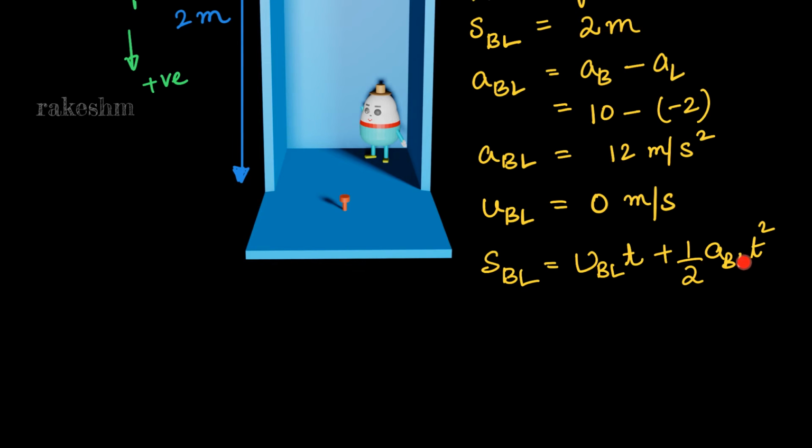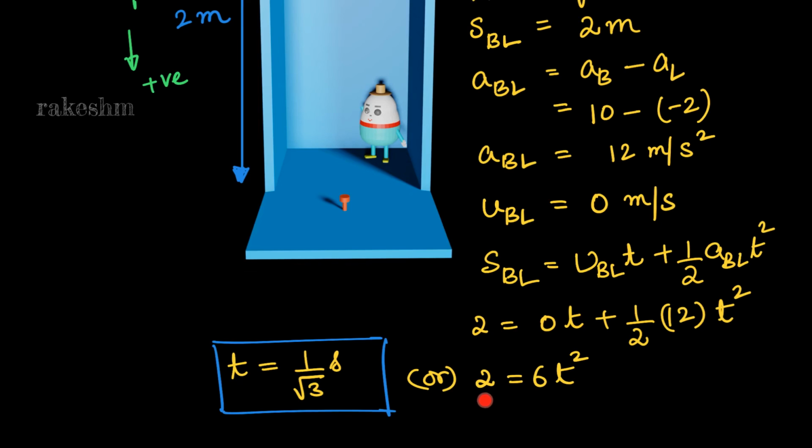We need to find what is this time. So putting the values, displacement of bolt with respect to lift is 2, initial velocity is 0, and acceleration of bolt with respect to lift is 12, or 2 equals 6t square and t equals 1 by root 3 second.